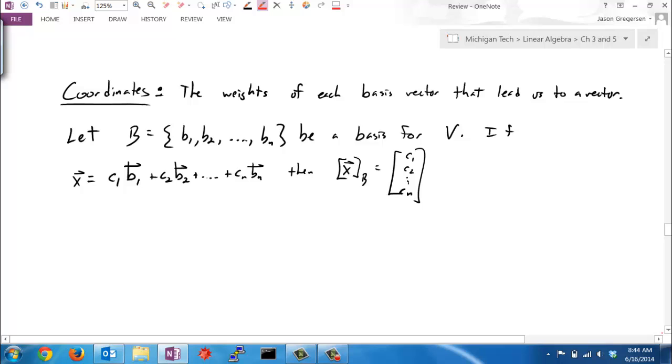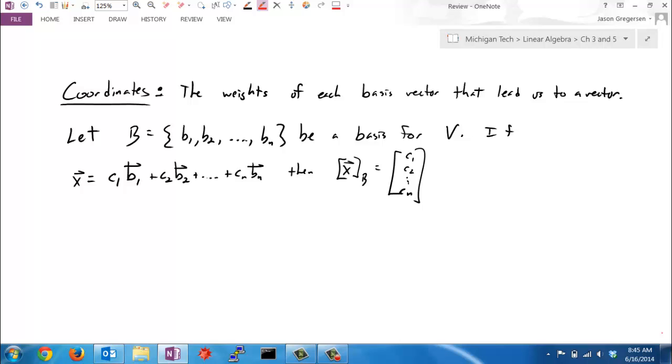All right, then we spent a short amount of time on this idea of coordinates. Coordinates are really the weights of the basis vectors that bring us to a certain vector. They're the directions in terms of the basis vectors. So more formally, we write it out like this. These are your basis vectors, b1 through bn, for your space. And you have some vector in your space.